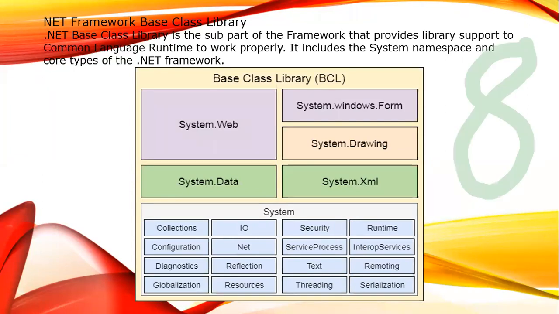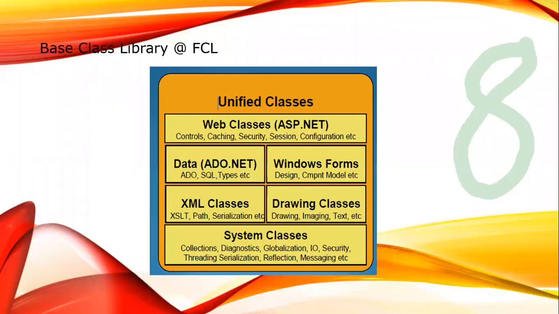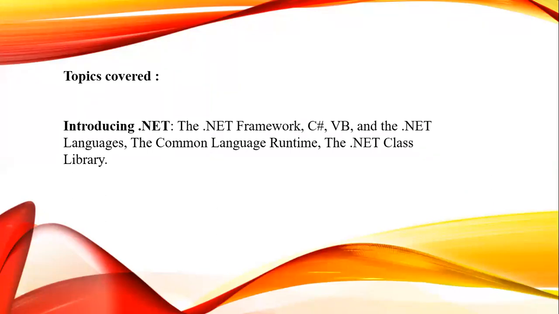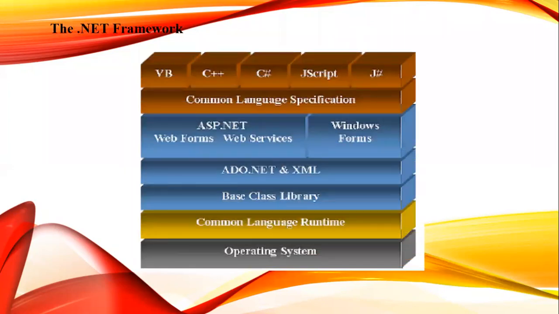Just quickly go through previous topics, for those who missed. So these are the topics: the .NET Framework, C#, VB, and the .NET languages, the common language runtime, the .NET class libraries. First, we went through .NET Framework. This is the architecture of .NET Framework, starting with the operating system, then common language runtime, base class library, ADO.NET and XML, ASP.NET, web forms, web services, Windows form, common language specification, VB. These are the languages that are compliant with your .NET Framework.